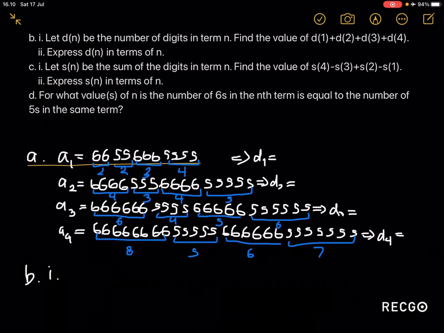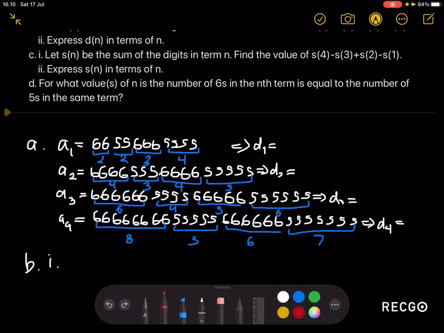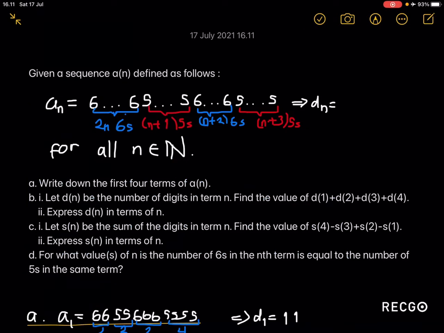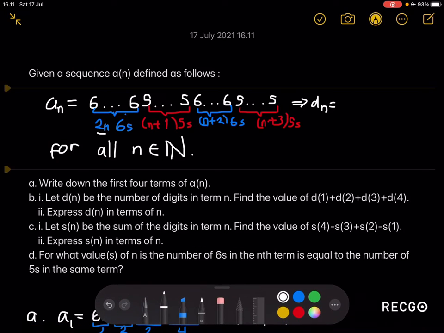And then for part B, we're given that d of n will be the number of digits in term n. So to find d of 1, we can just add 2 plus 2 plus 3 plus 4. That will give us 11, and similar thing for d of 2, which will give us 16. This will give us 21, and this will give us 26. And then if we sum all this up, our expression will be equal to 74. Now to generate a formula for d of n in terms of n, we can just add 2n, n plus 1, n plus 2, and n plus 3, which represents the number of sixes, fives, sixes, and fives respectively. So that will give us 2n plus n plus 1 plus n plus 2 plus n plus 3, which will leave us with the expression 5n plus 6.